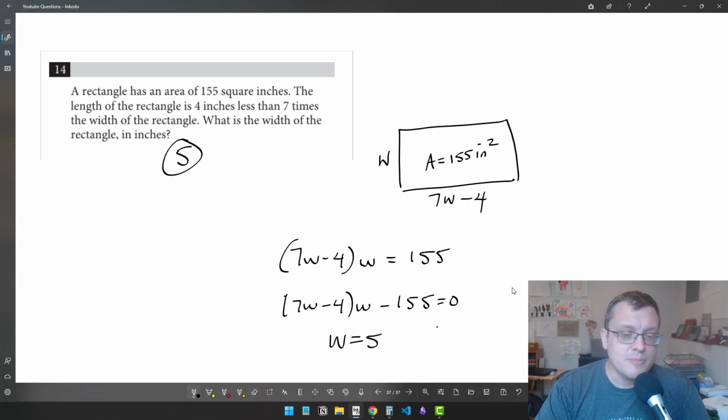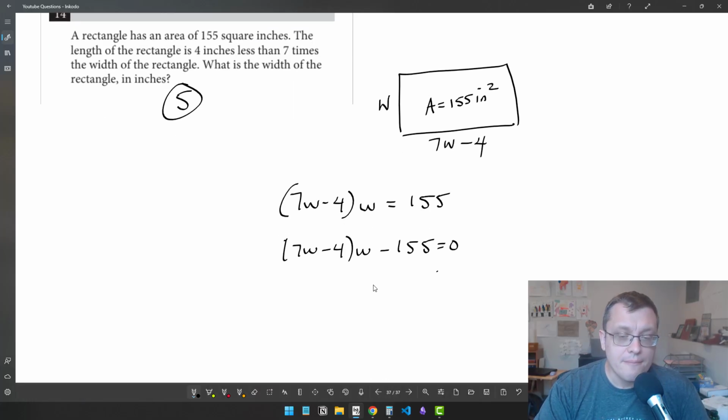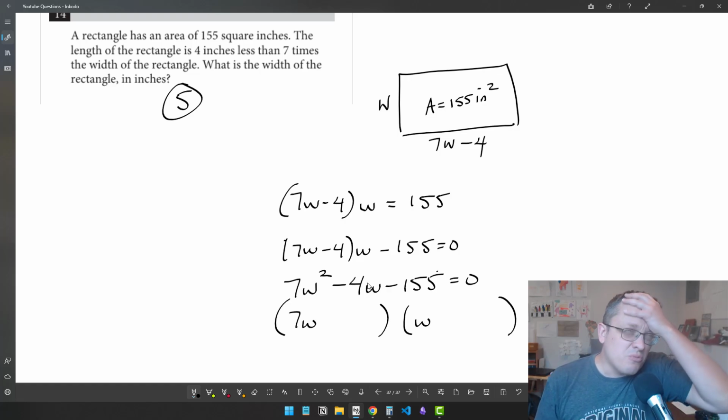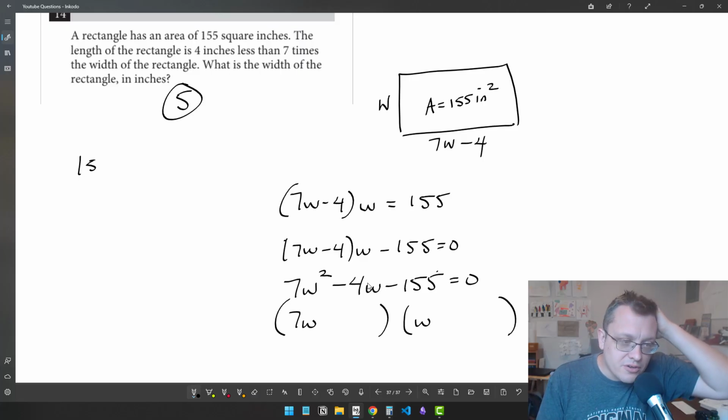Now, if you wanted to solve this by hand, we absolutely could. I'll show you how to do that, although I might regret it with this annoying 7 out front, but it's fine. I'll show you how to do it by hand anyway, just in case. So 7w squared minus 4w minus 155 is equal to 0. Well, maybe this won't be too bad, because I know it's going to have to be 7w and w. But the factors of 155 are annoying. Well, let's do a little factor tree here.